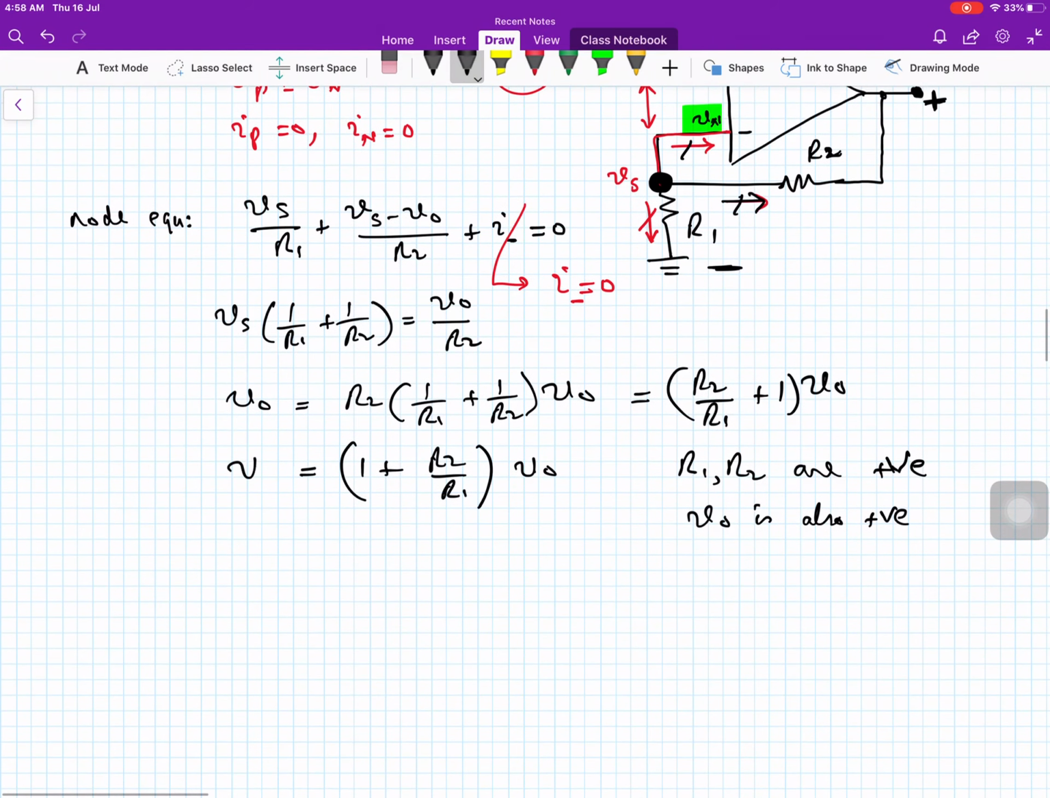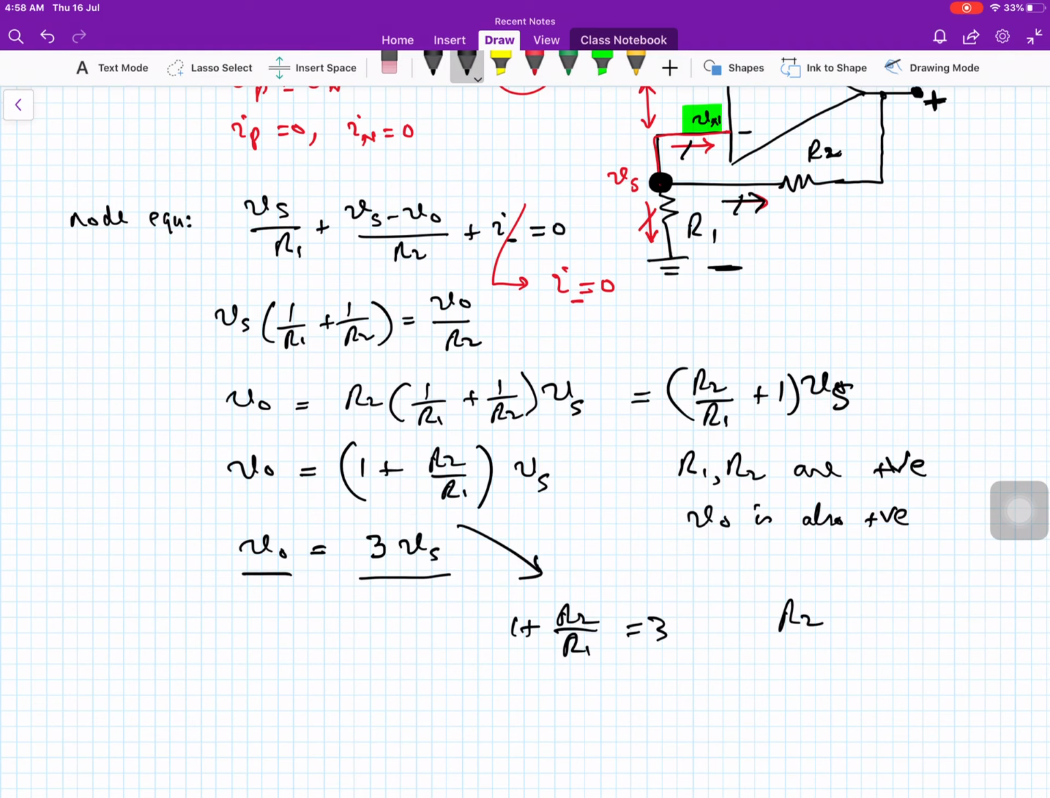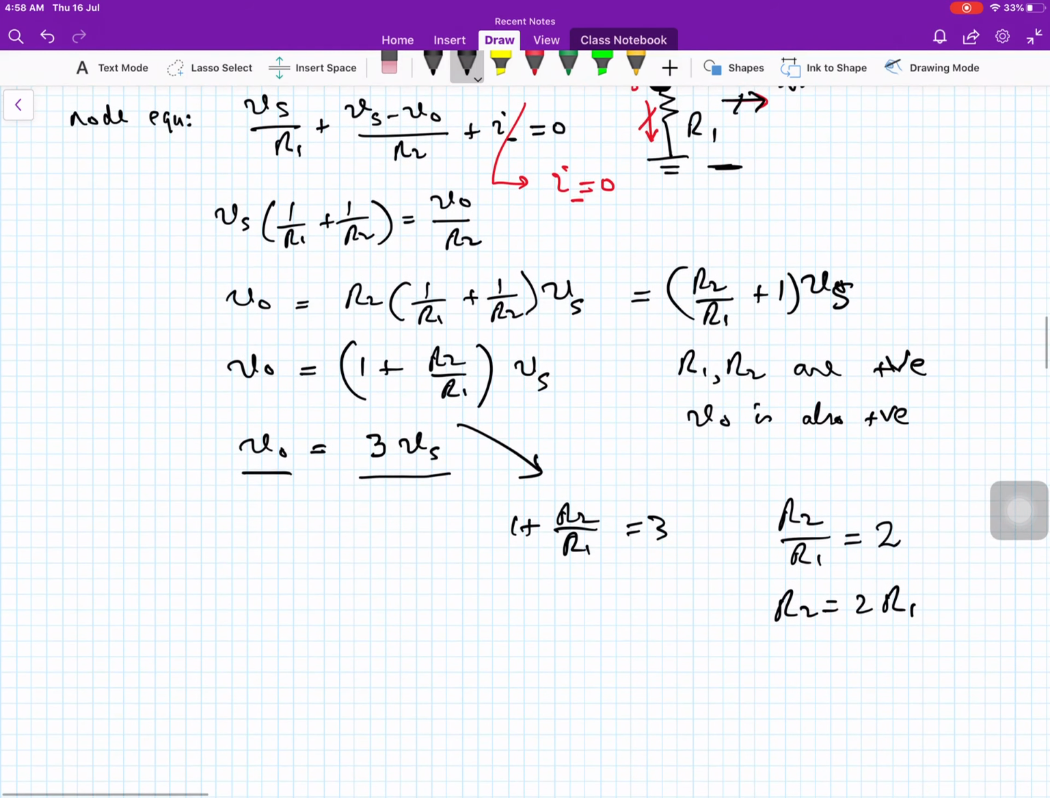And we can adjust this Vo. Sorry, this was Vs, and this was also Vs. Say for example, we want the output voltage to be 3 times Vs. How can we do it? It means 1 plus R2 over R1 is equal to 3, which means that R2 over R1 is equal to 2, and which means that R2 is 2 times R1. So we select appropriate values of R1 and R2.